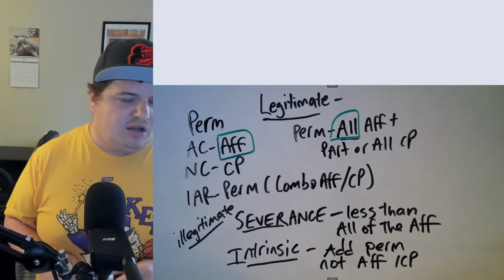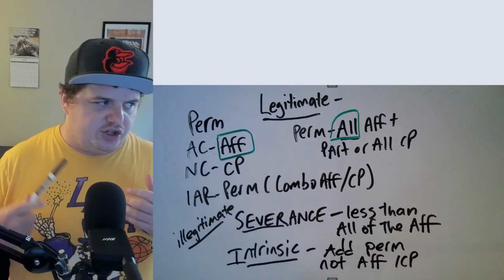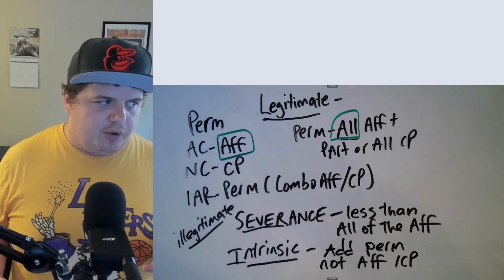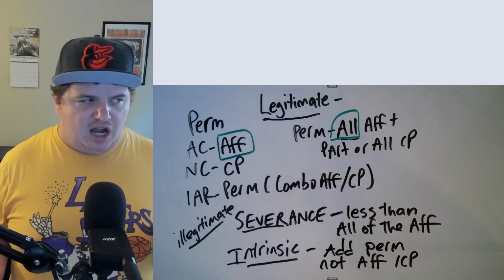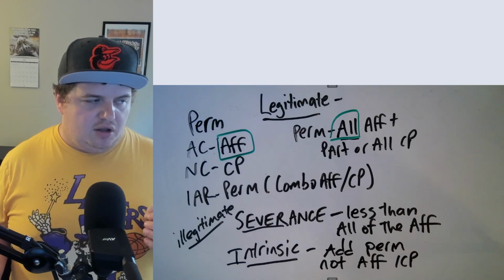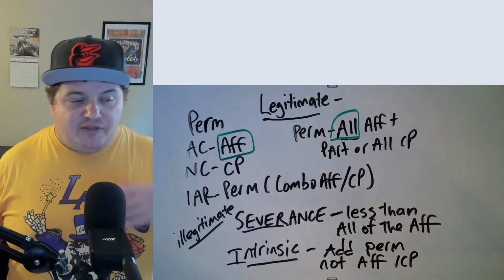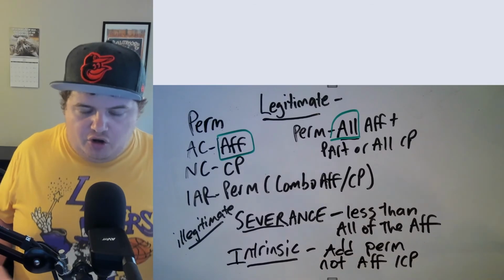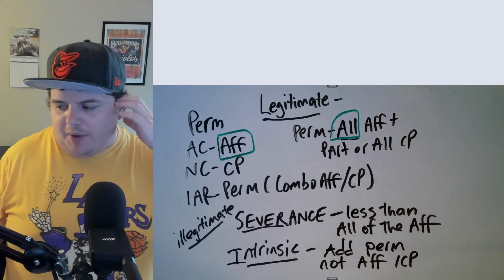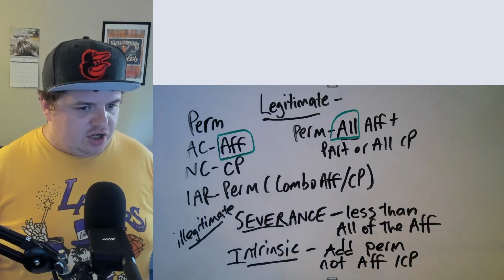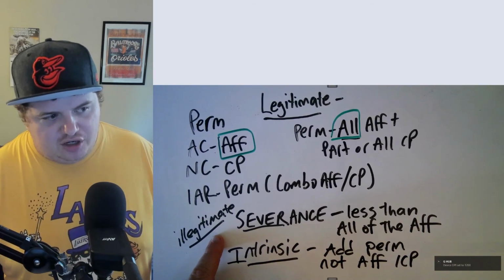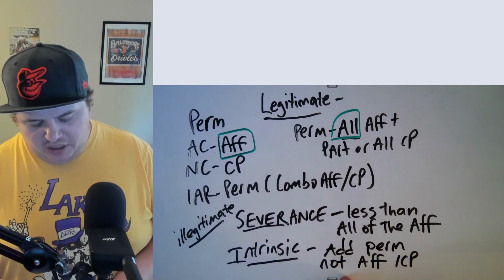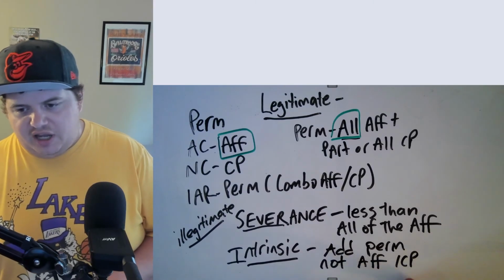So if I said affirmative, Scott should go to Germany, counterplan, Scott should go to Poland, and I read a permutation that said Scott should go to Germany, Poland, and Italy, that permutation would be intrinsic, because Italy is not in the affirmative, nor is it in the counterplan in the debate. So an intrinsic permutation is generally a type of illegitimate permutation that's going to include something that's in neither the affirmative nor the counterplan.